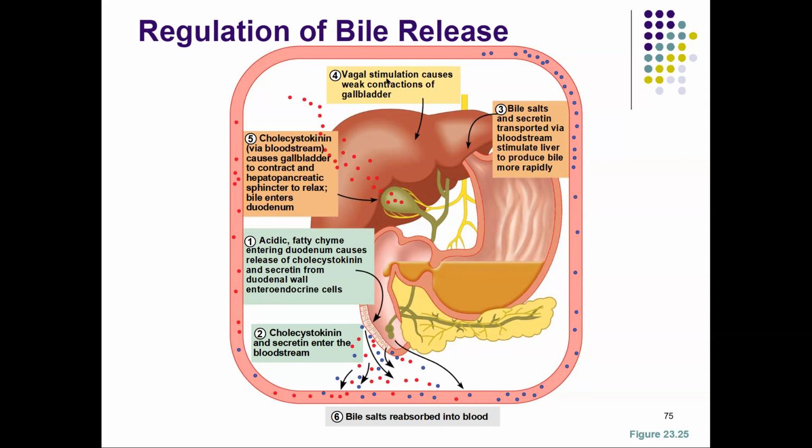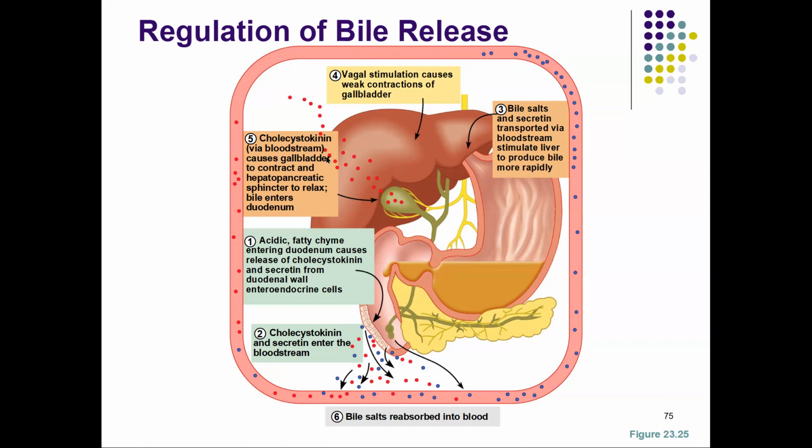At the same time, the vagal nerve stimulates contractions of the gallbladder. So the gallbladder starts squeezing the bile out. So as the liver is making bile, you're squeezing out the bile that you have stored already. This, of course, empties it into your small intestine and makes space to put more bile.